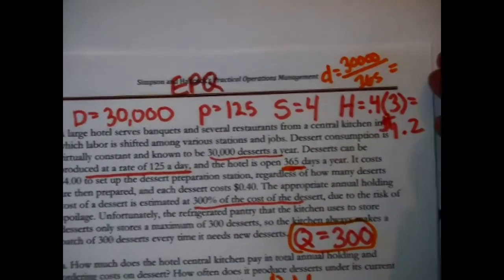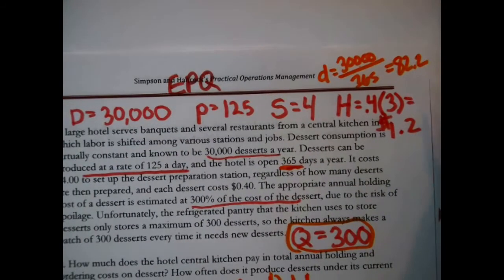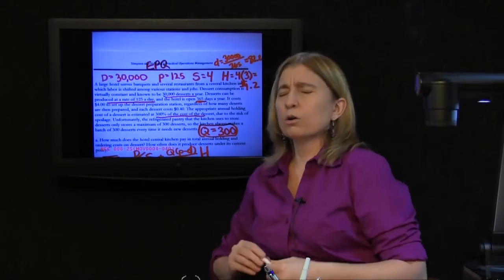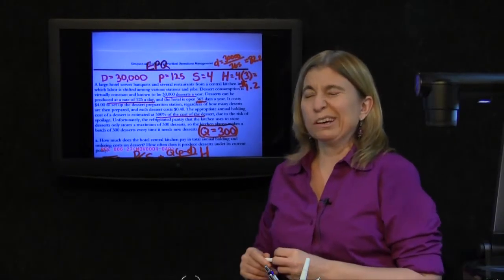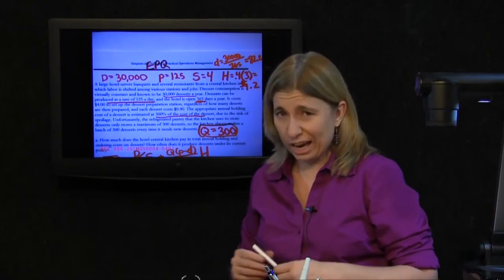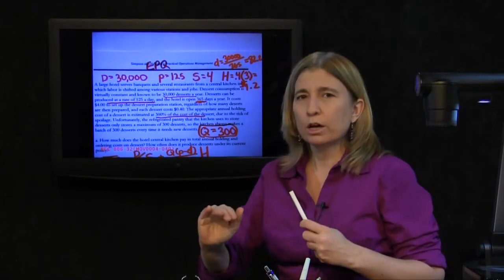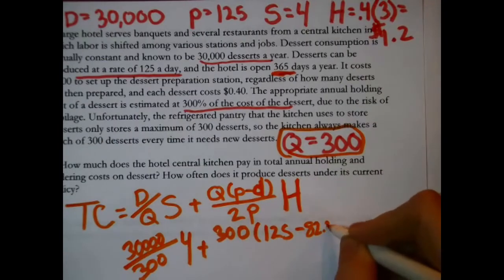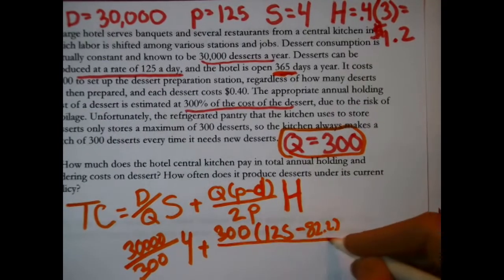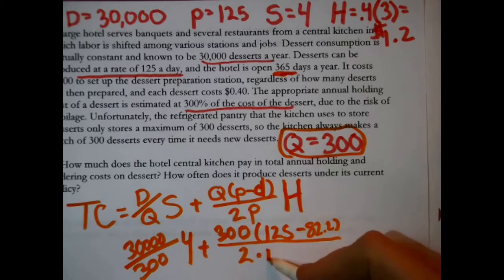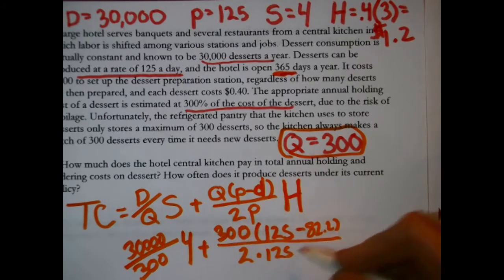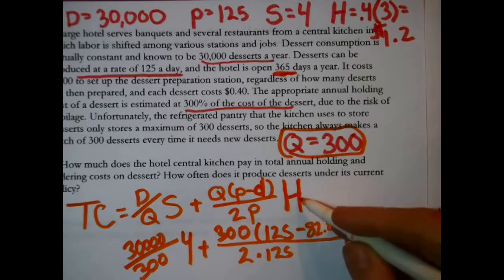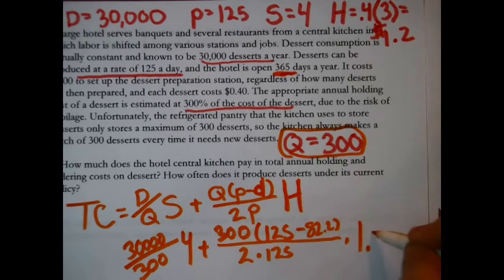Okay, so I did that, and it's a little messy. It's like 82.2 some odd. So customers are eating desserts at a rate of 82.2 a day, apparently, perfectly level. All right, anyway, now I have what I need to finish with this formula, 82.2. That's what goes here, divided by 2 times 125, right? 2p times, right, h. H is 1.2, or $1.20.